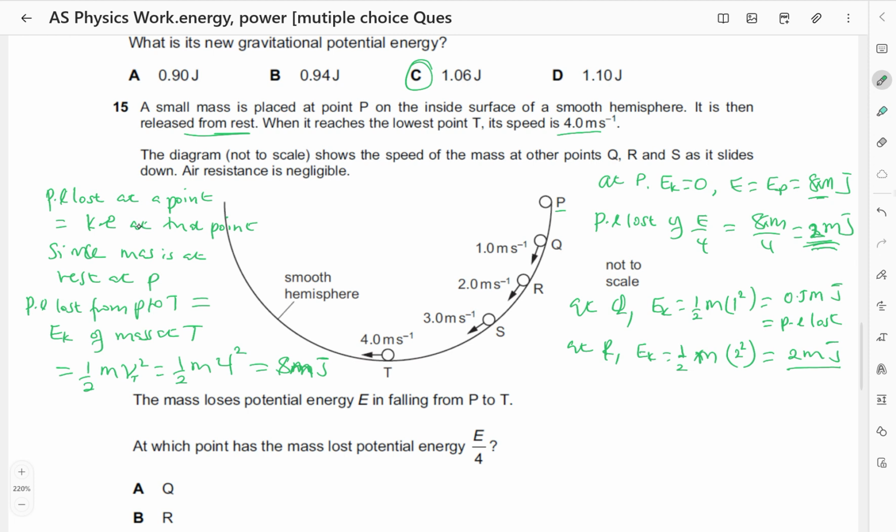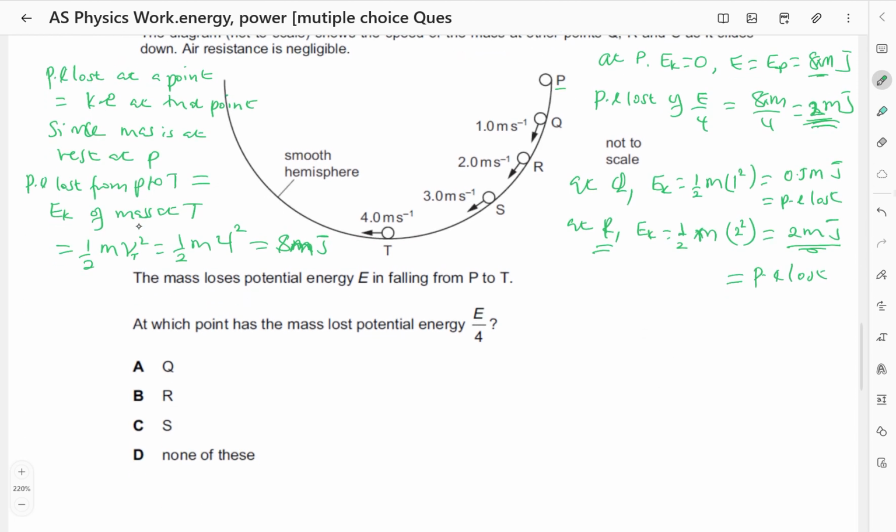Therefore, the point we are looking for here is going to be R, because the kinetic energy at that point is 2 times m joules, and this is going to be equal to the potential energy which has been lost. And 2m joules is the same as E over 4. So that means our answer here is going to be R.